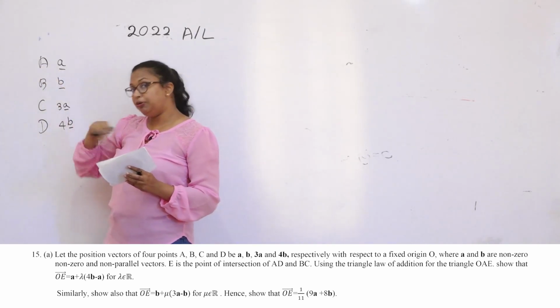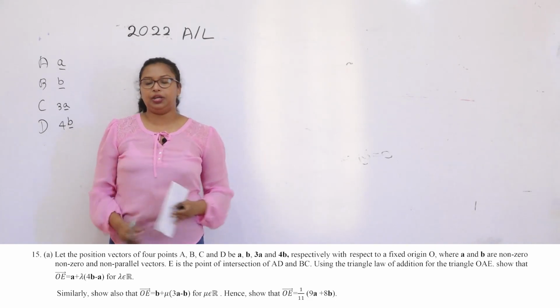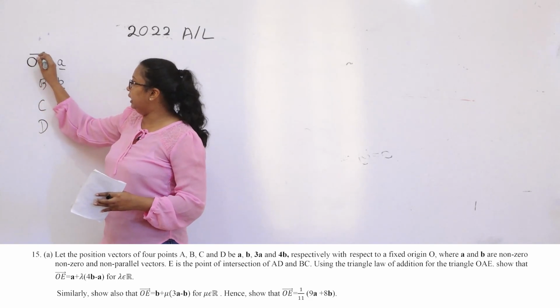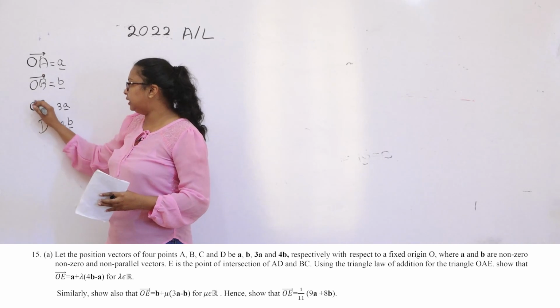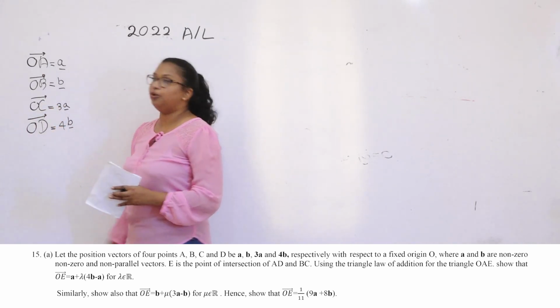What do you mean by a position vector? That is always relative to a fixed point. Okay, let's say the fixed point is O. So, that means OA equals a, OB equals b, OC equals 3a and OD is equal to 4b.